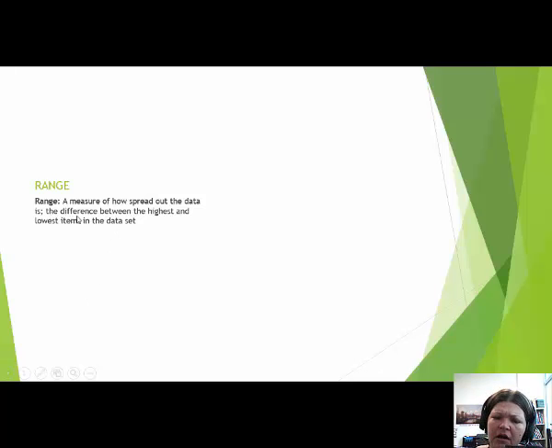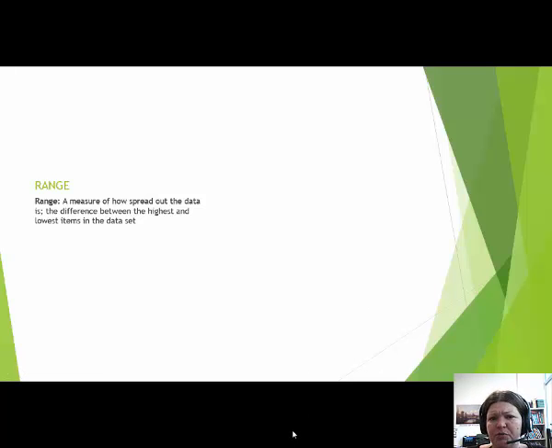Okay, so we need a definition here. I got a definition for you. Range is a measure of how spread out the data is. Or another way to put it, it's the difference between the highest and lowest items in the data set. Okay, the difference, that's a big math word. Do you guys remember what that means? Do you even know what that means? And if you don't, take note of it. Make yourself a little note here. Difference means subtraction.